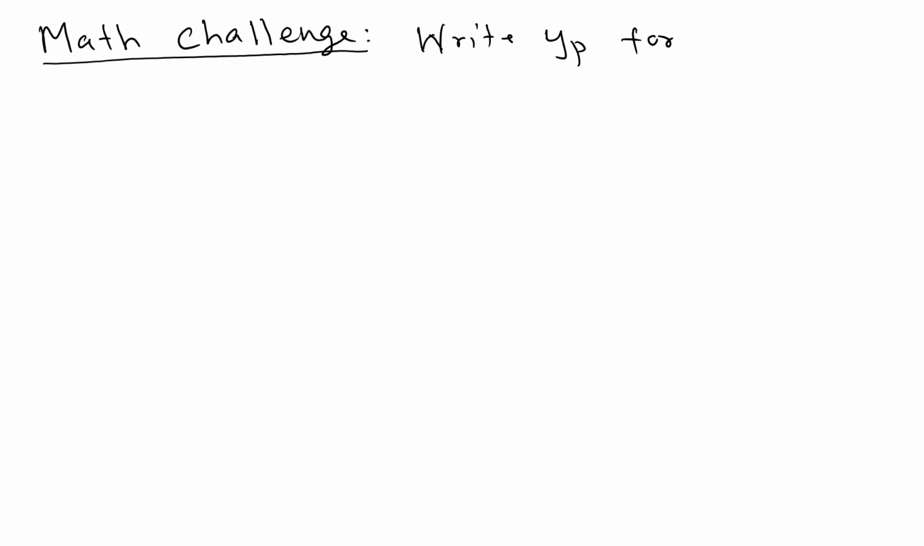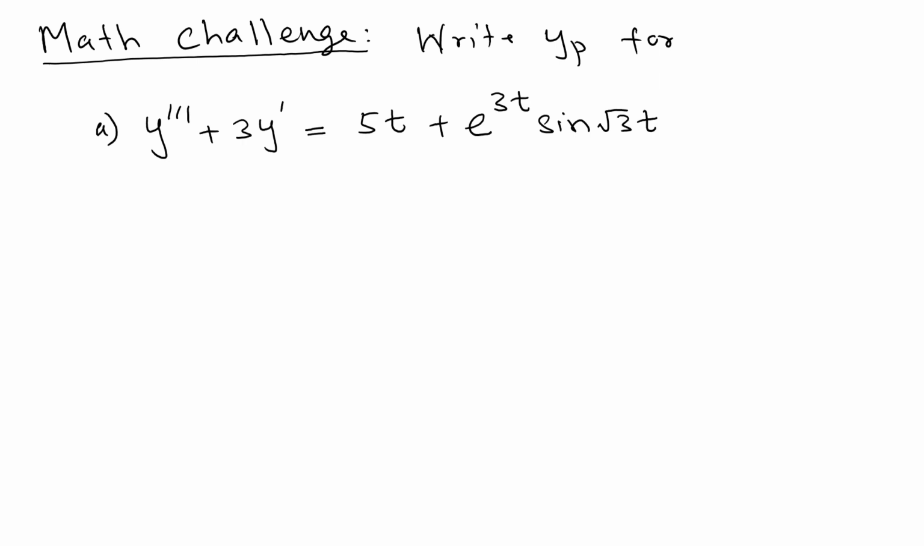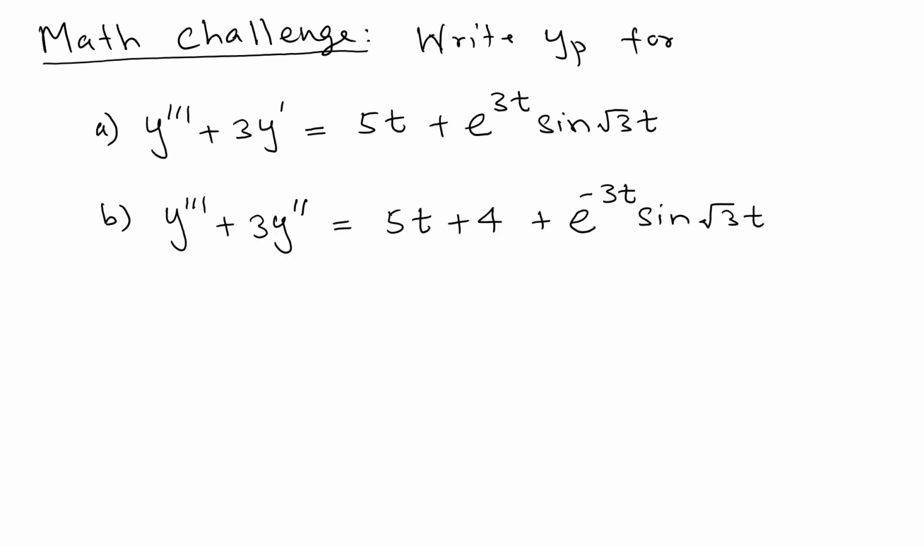So the math challenge: write yp. For the first, we have y triple prime plus 3y prime equals 5t plus e to the 3t times sine of square root 3t. And for the next one, we have y triple prime plus 3y double prime. So there's a y double prime term here. And then we have an extra 4, and also this is negative 3t now, not positive 3t. See whether you can answer these 2 questions, and you can put the answer in the comment section below.